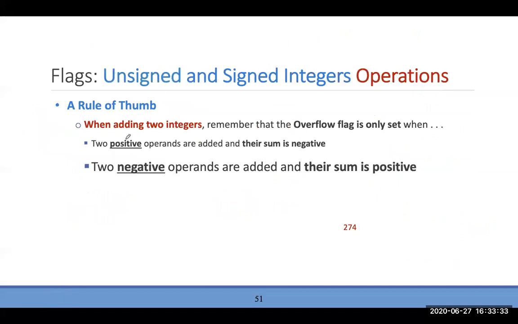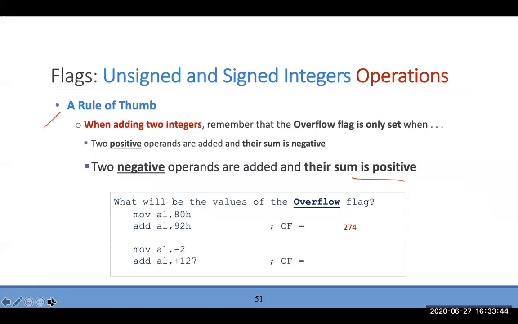So the rule of thumb is right here, adding integers. So you guys know this: if two positive operands are added and their sum is negative, that's wrong. Okay? So if you add 2 positive, you should get positive. If you add 2 negative, you should get negative. If you get otherwise, you're going to get an overflow.